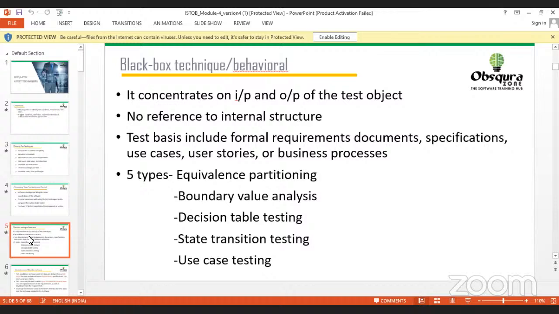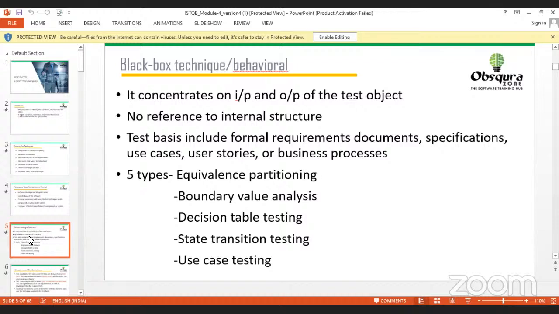For example, we won't be executing any code, or going into code-level testing. We will only be considering the input and output, that is, the expected results. Some input data will be provided, and some outputs will be obtained. So we'll only be concentrating on the input and output of that test object.